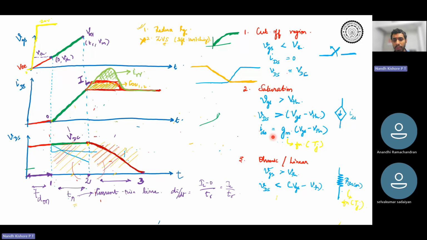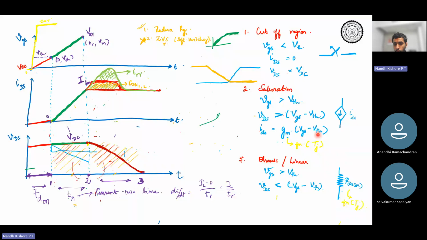Okay. So your I channel would be GM, that is your transconductance, GM into VGS minus VTH. Remember that at a particular value of VGS, your I channel would be constant. So your I channel would be constant at a particular value of VGS. So it means that the device is in saturation region. Under saturation region, your VDS would be more than VGS minus V threshold, and we saw that the device acts like a voltage controlled current source, and your channel current is GM into VGS minus VTH.